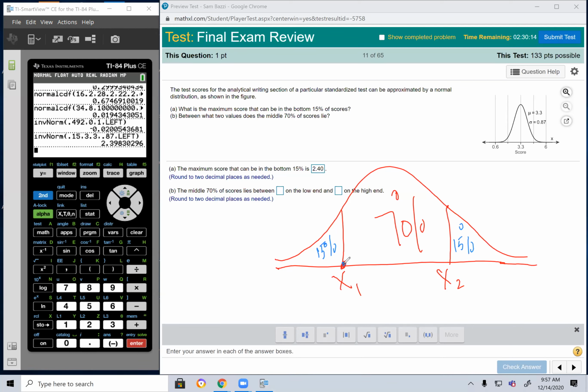Okay, to find X1, guys, you need inverse norm of 15%, which we already did. And then the mean, which is 3.3, 0.87. Now, what about X2, guys? Can someone tell me how to find X2? Would it be 85? 85, exactly, because you have 70 and 15.